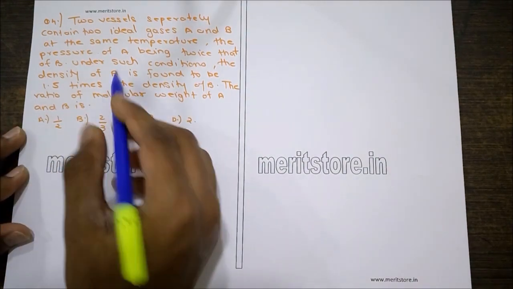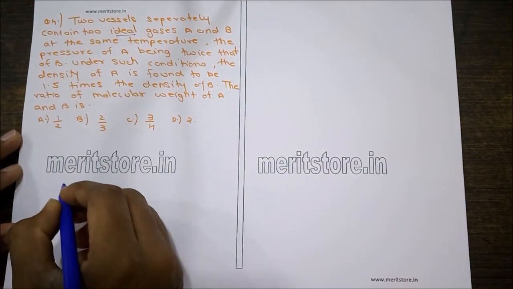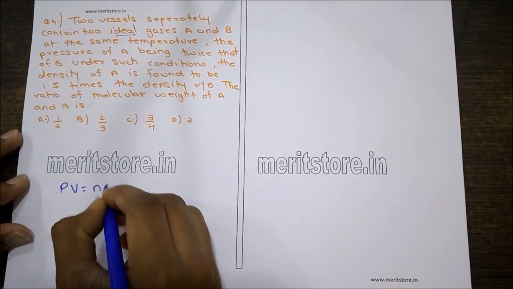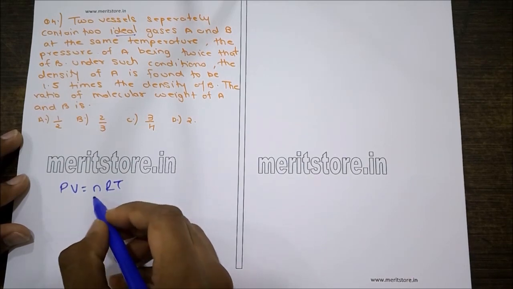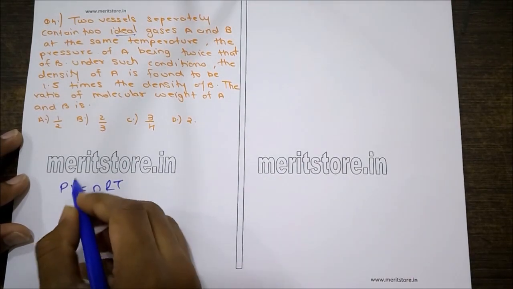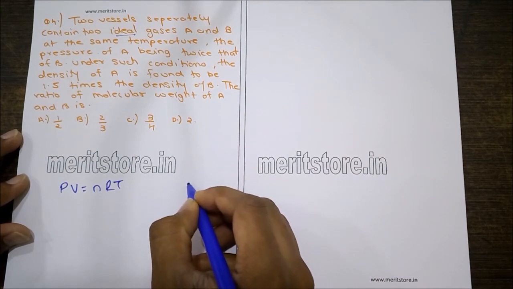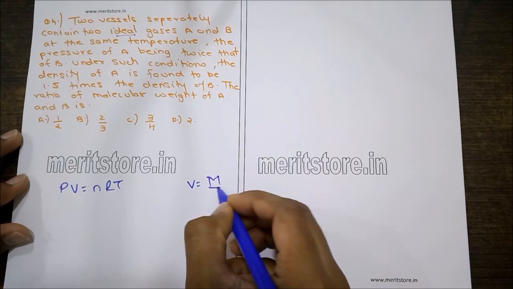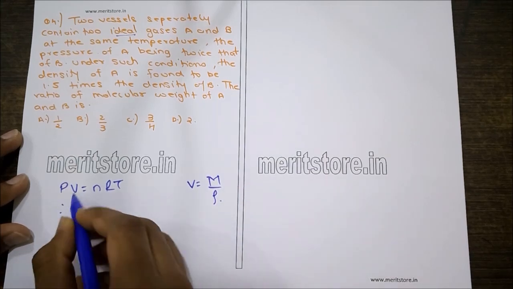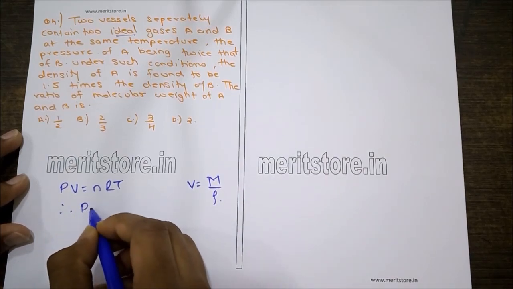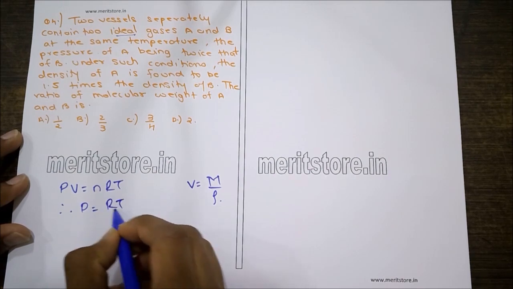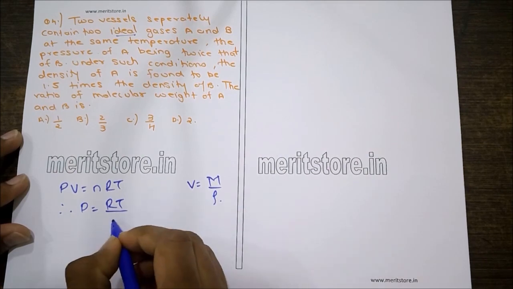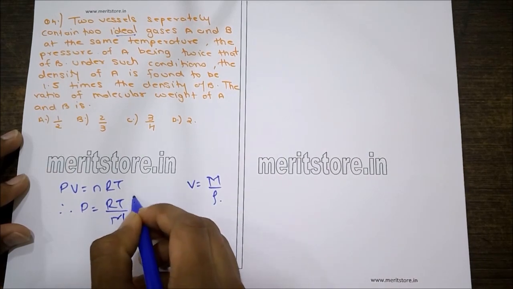Now, since it is given as an ideal gas, let us look at the ideal gas relation. PV equals nRT. Since the volume can be written as the molecular weight upon the density, therefore P is equal to RT, considering unit mole, divided by M upon rho.